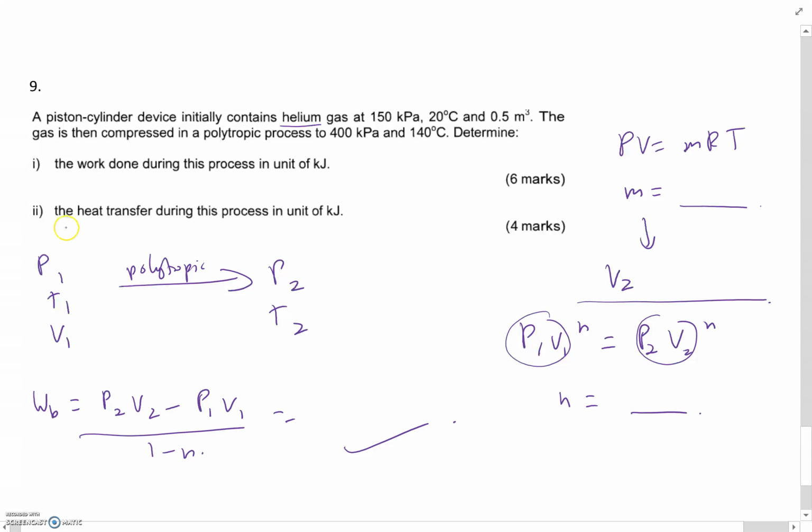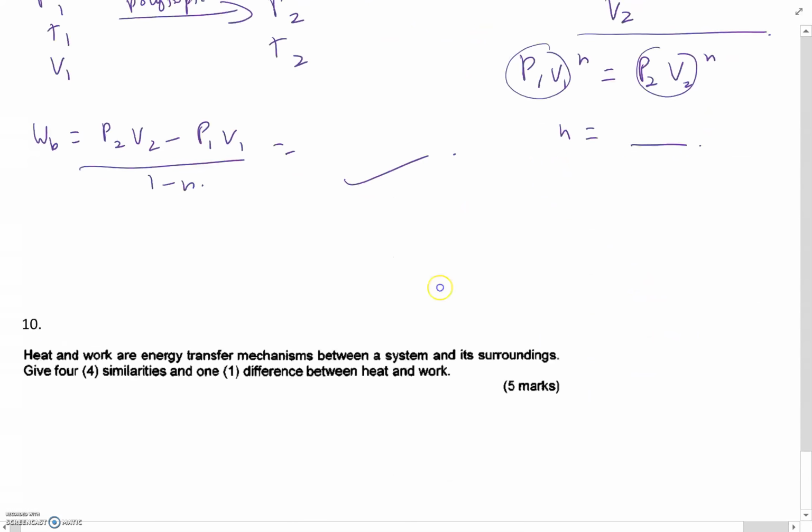Then you want to find the heat transfer during this process. So this is actually energy, in a closed system. This one is for the next module. Okay, that's all.